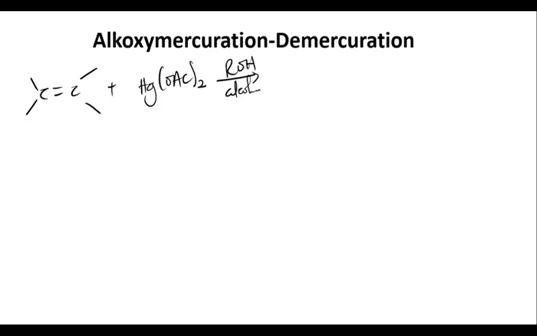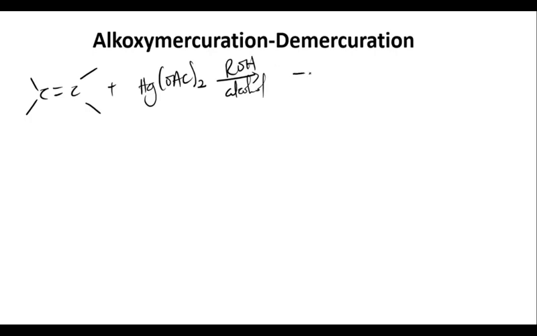So let's say we have an alkene looking like this, and this carbon, we are taking as our most substituted carbon. So we add mercuric acetate to this in the presence of an alcohol. This is our mercuric acetate, and then this is our alcohol. We get an intermediate that we call the alkoxymercury intermediate.